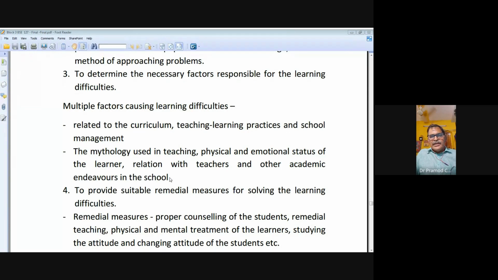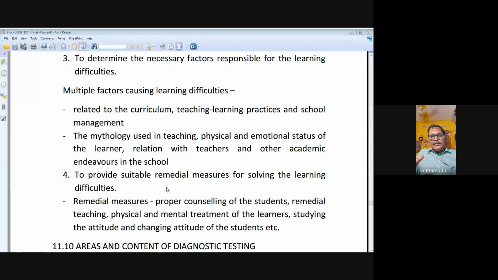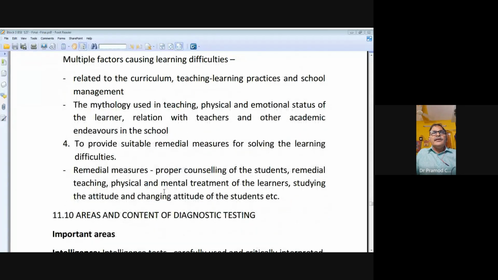Suppose, that is why it is said, if you like anybody, don't like too much. If you hate anybody, do not hate too much. And if you love anybody, do not love too much. That will create problems inside your brain. And as age increases, you must control all types of emotions. So definitely remedial measures, proper counseling should be there.